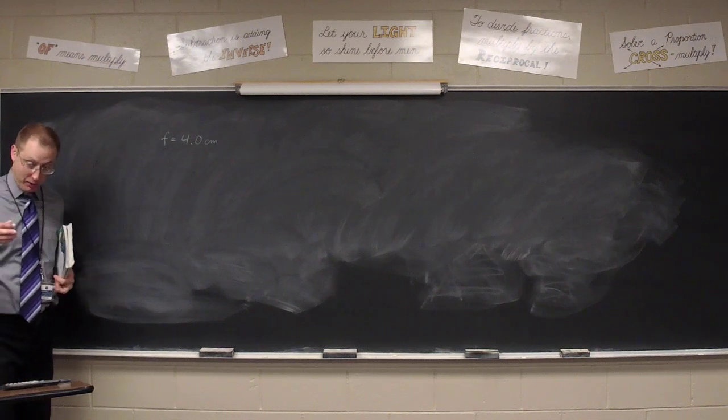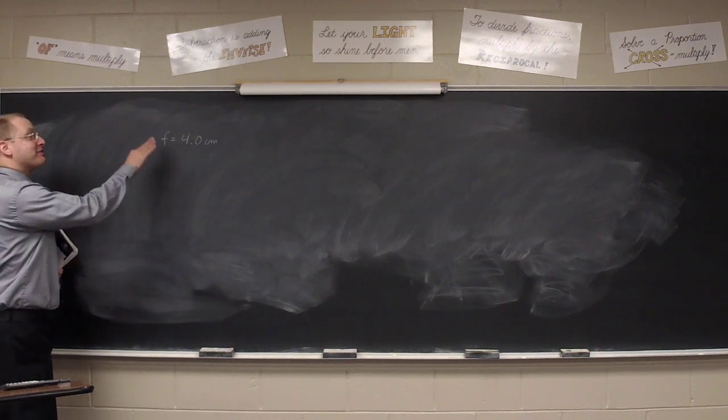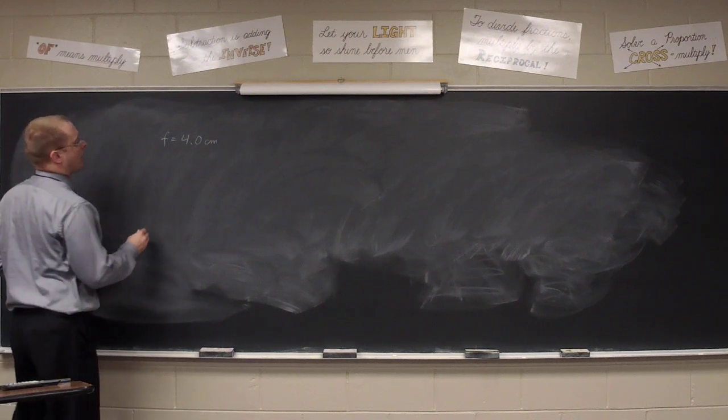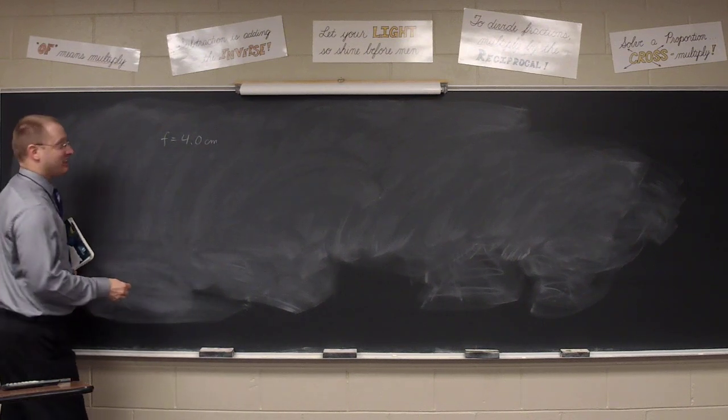25, what's the unit for power? Diopters. 25 diopters. Very powerful lens here. A very small focal length. All right, next number we need to write down.